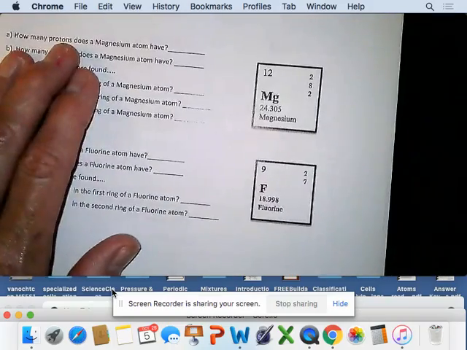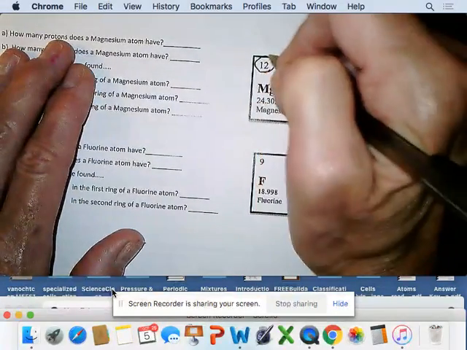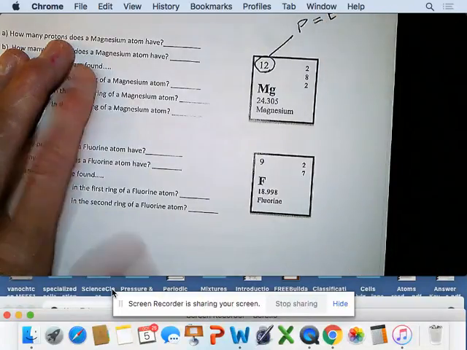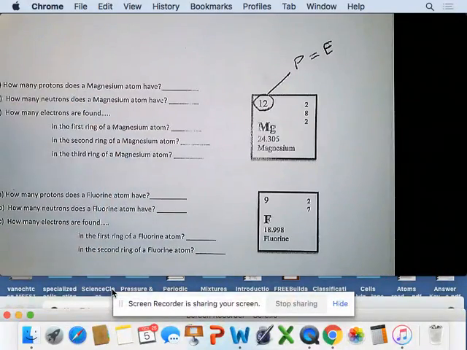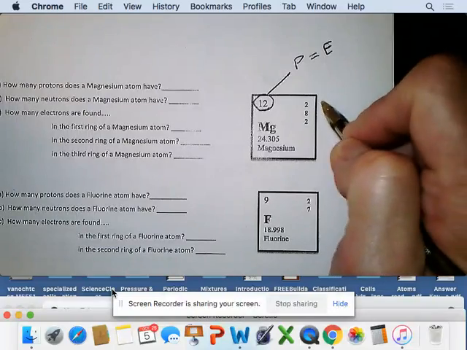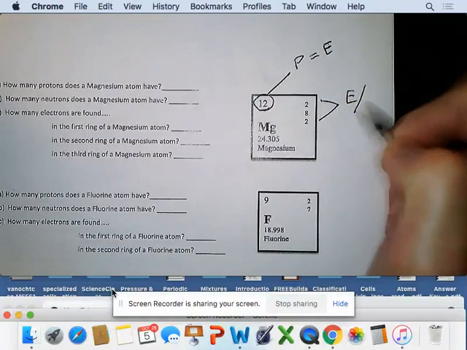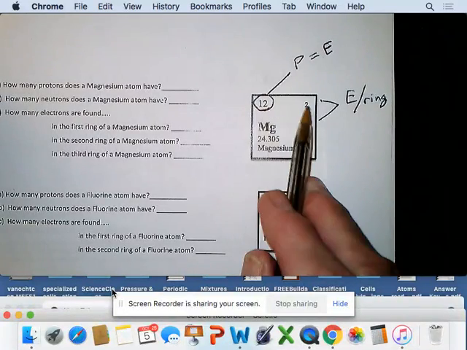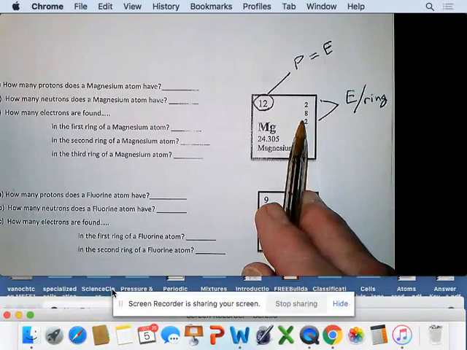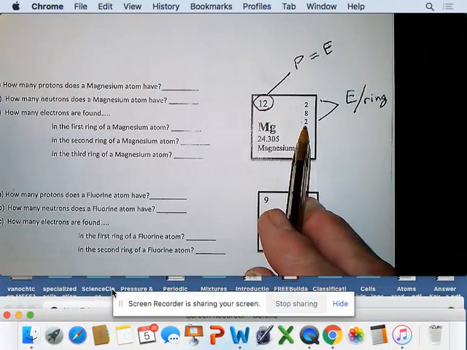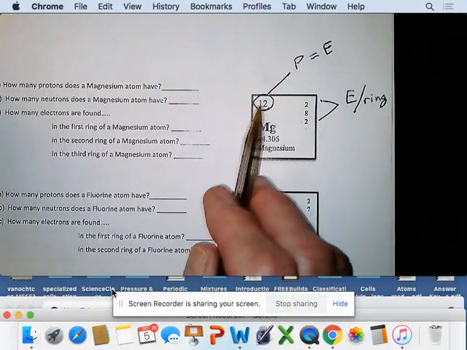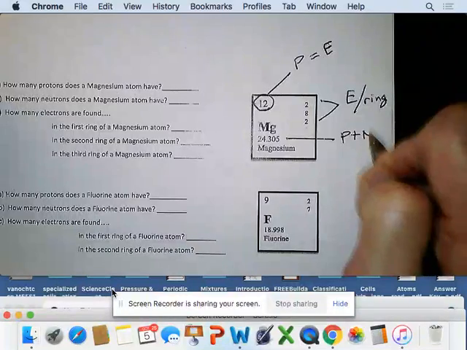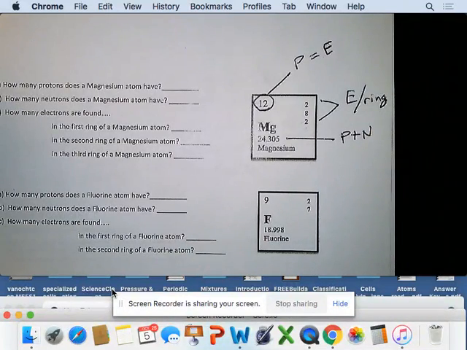All right. So this right here, let's label everything on this page. So this is our protons. It's also going to equal our electrons because we're going to assume everything is neutral, has no charge. These are the electrons per ring. Okay, and I want you to notice if you add these up, they should equal this. 2 in the first ring plus 8 in the second ring is 10. Plus 2 in the third ring is 12. 12 electrons is what we said. And then this right here is our protons plus our neutrons. Okay, that's how much the atom weighs.